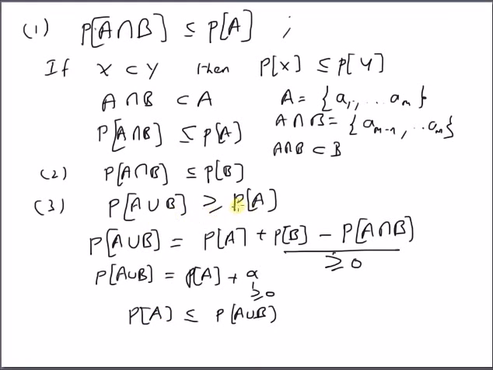That is this inequality. Along similar lines, we can easily prove that probability of A union B is greater than or equal to probability of B by just using the theorem 1, that is the inequality 1.